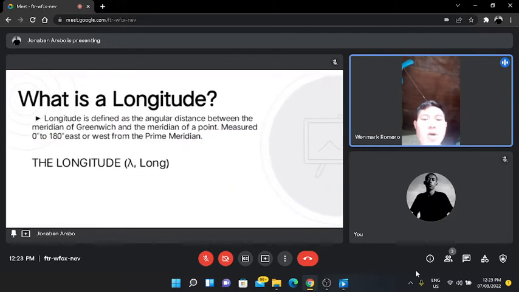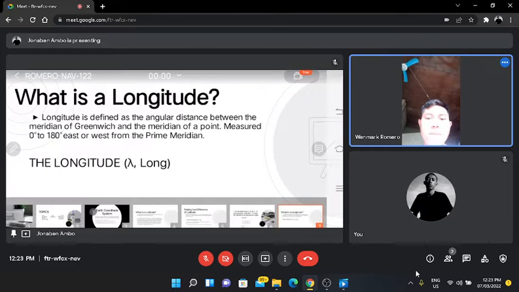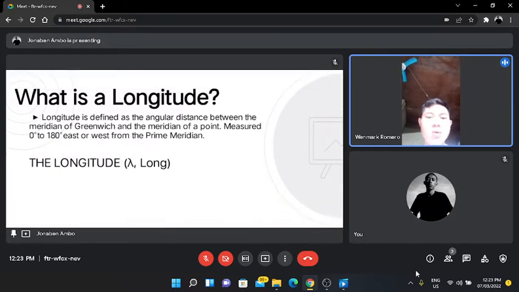So what is longitude? Longitude is defined as the angular distance between the meridian of Greenwich and the meridian of a point, measured 0 degrees to 180 degrees east or west from the prime meridian.